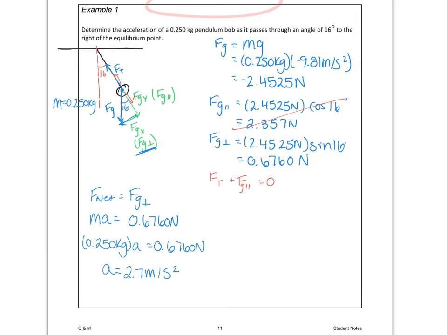We should include some directions here because it's an acceleration. So we could say that it is accelerating towards the center or equilibrium. You could also say that it is accelerating 2.7 meters per second squared left. Because it was pulled to the right, we could call that left.